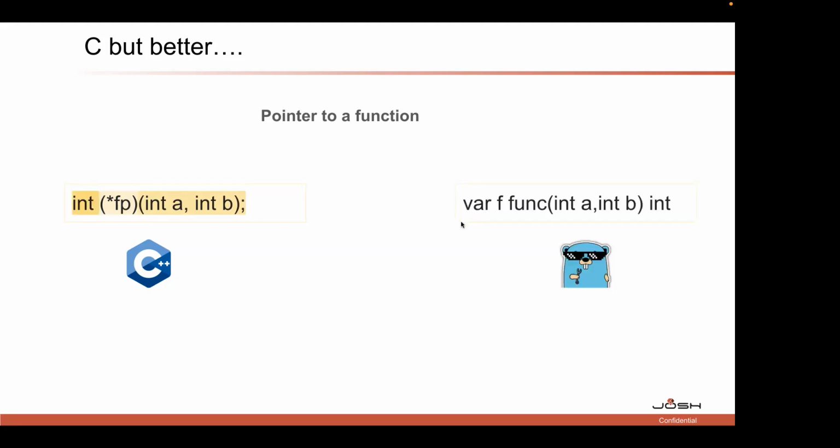This is how you write a similar thing in Golang. The word I'm using is similar because unlike C++, there is no complex pointer to a function. The code on the right is analogous to the code on the left. So let's try to read it using the left to right approach. Variable f, which is a function which takes two integers and returns an integer. So from left to right, very simple.